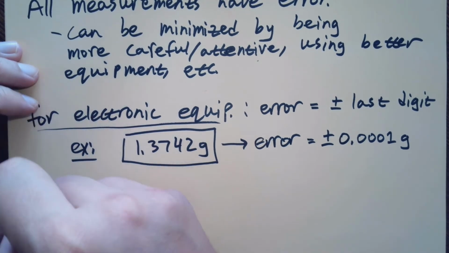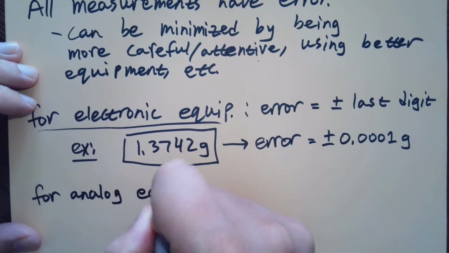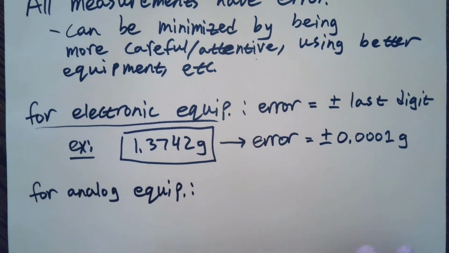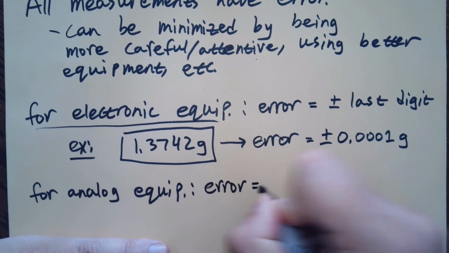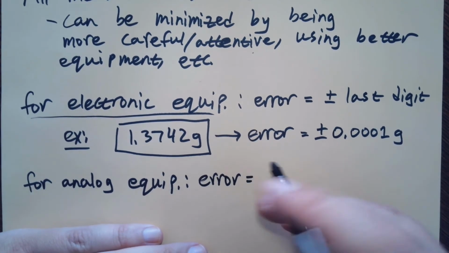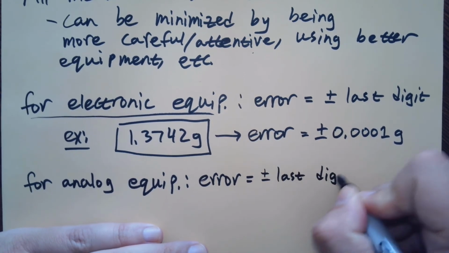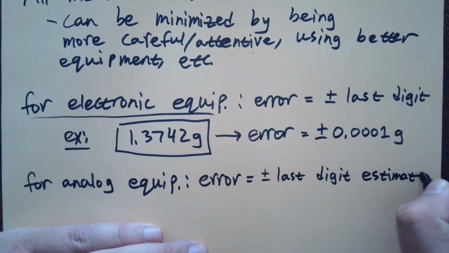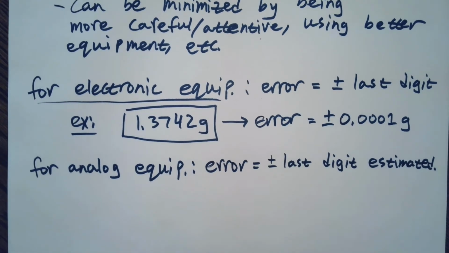So for analog equipment, our error is going to be the last digit that's estimated. We'll talk about this a little bit more involved. Nothing too crazy. But we can estimate a final digit. It's our estimated digit. And so what do I mean by analog equipment?